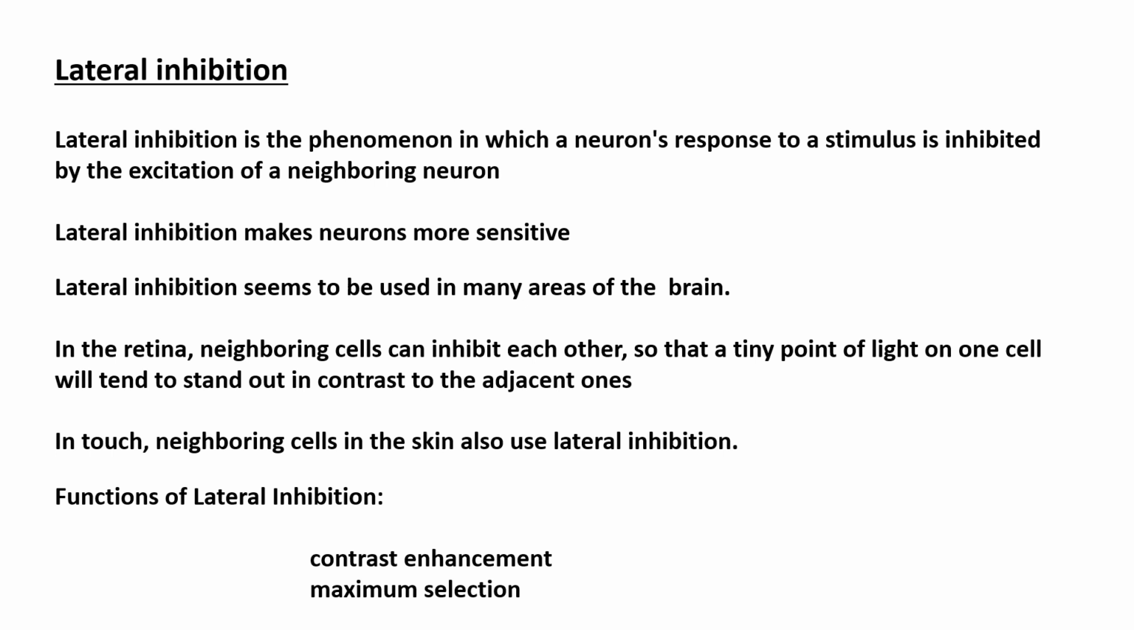This particular characteristic is used in a number of areas of the brain as well. Even in the retina, for example, the neighboring cells can inhibit each other, so that a tiny point of light on one cell will tend to stand out in contrast to the adjacent ones. In touch, neighboring cells in the skin also use lateral inhibition. As I mentioned just now, the function of lateral inhibition is to discriminate better. It enhances the contrast, so it's for contrast enhancement and also maximum selection.